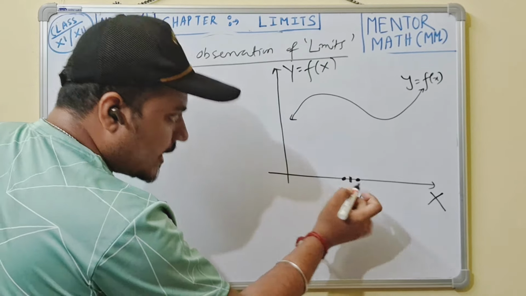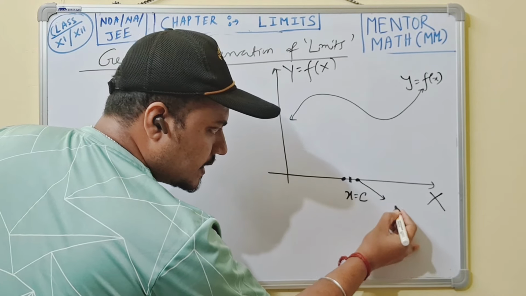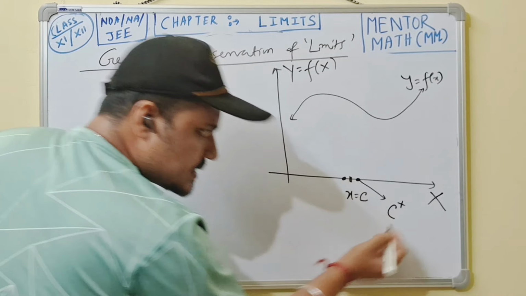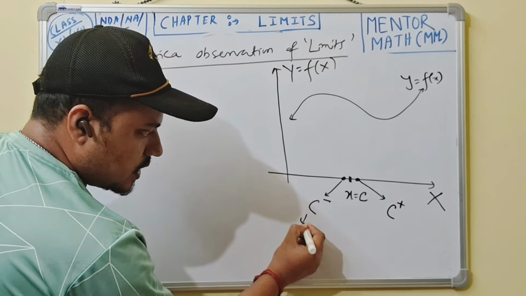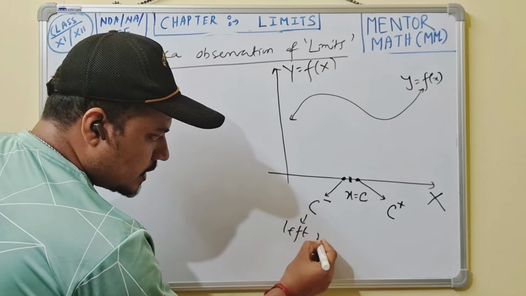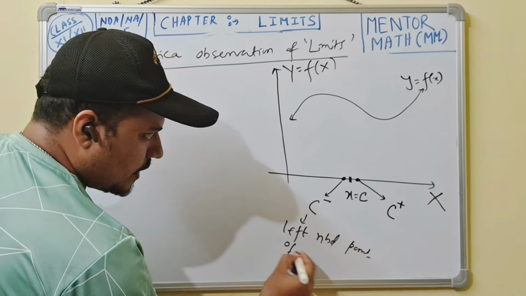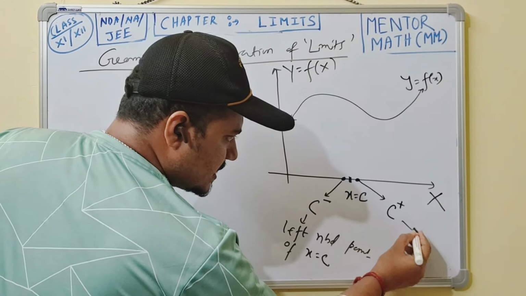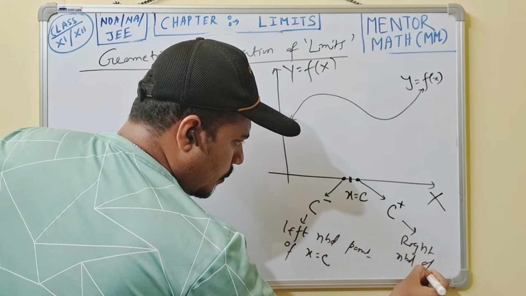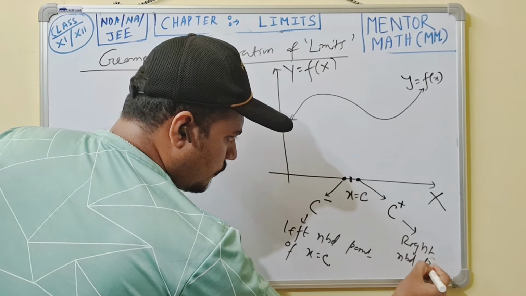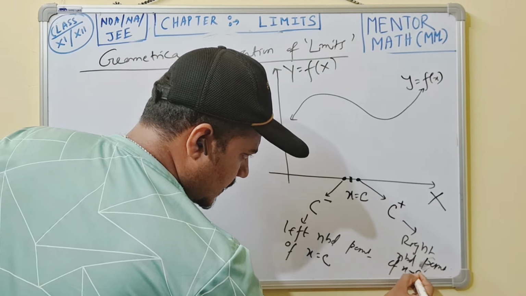And you know that for the right side, we represent that neighbor point as c plus, and for the left side, that is c minus. Actually this is your left neighbor point of x equal to c, and this is your right neighbor point of x equal to c.